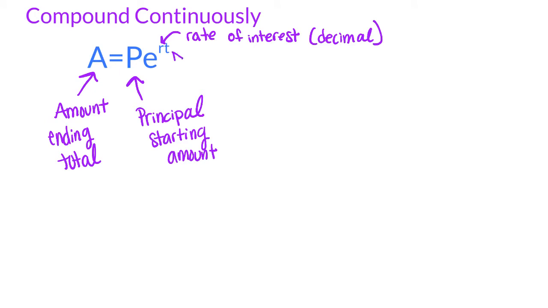And then just like that previous formula, again, T represents the time, and important, in years, okay? Time in years. So again, E is just a number. There's nothing that you're going to actually plug in for that location, okay? Now we're going to take a look at some examples of applying this new formula here.